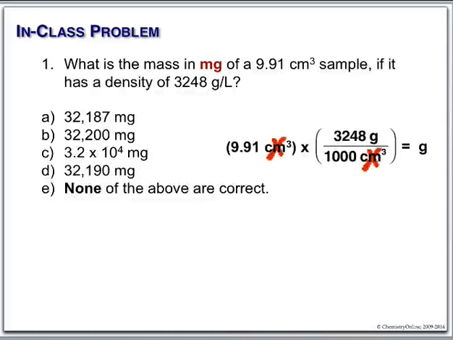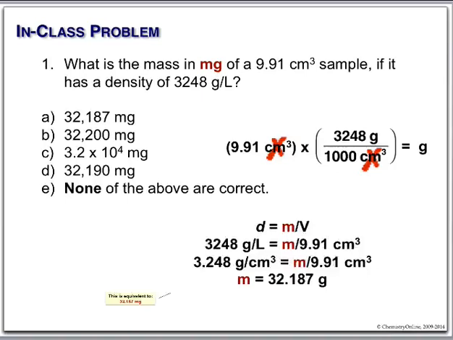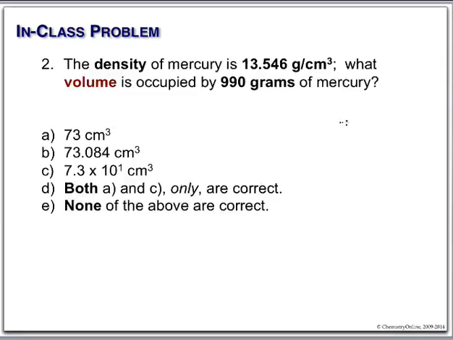Our given here, 9.91 cubic centimeters, that's our volume. Our ratio, 3248 grams per, well, here I changed liter to 1,000 cubic centimeters. I did that in my head too. So the cubic centimeters would cancel. Now all I have to do is multiply it out and get my answer in grams. I could do it this way. Solve for my mass, and I get 32 grams.